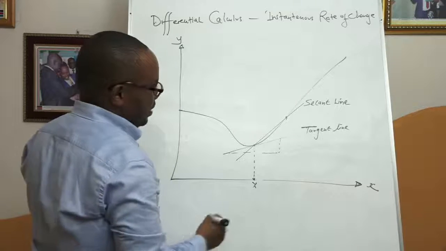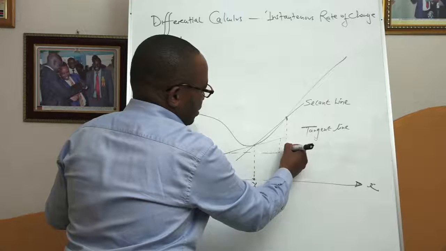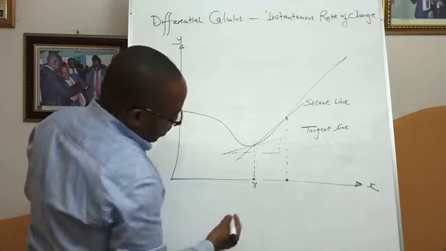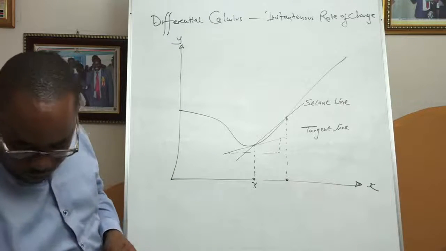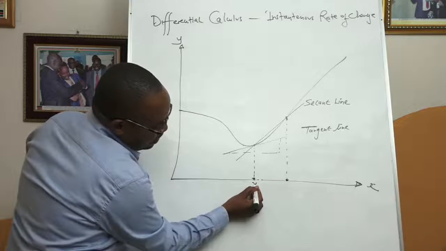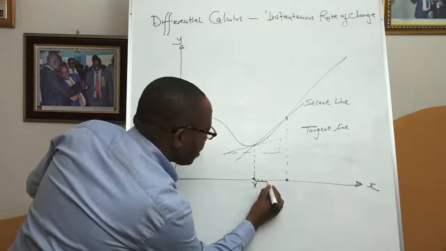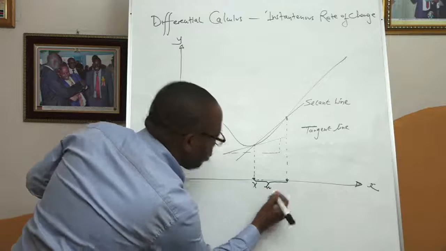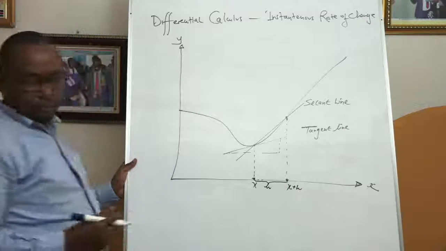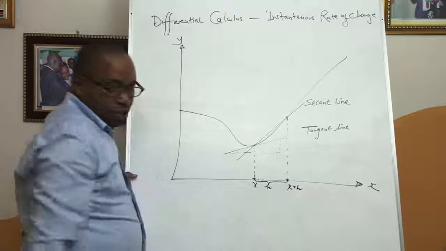Then you see this second line touches it at this second x. Assume the distance from this x to the second x is h, call it h. Therefore, this is x plus h position. Follow me closely. This is x, this is x plus h.